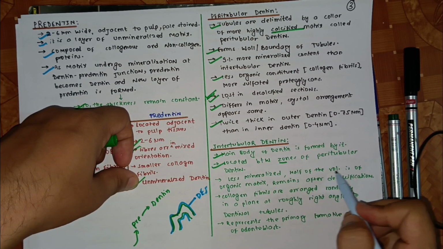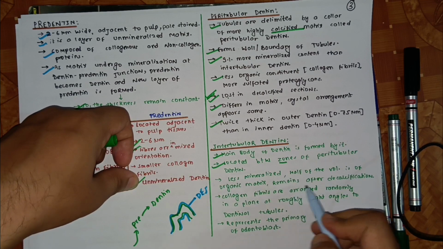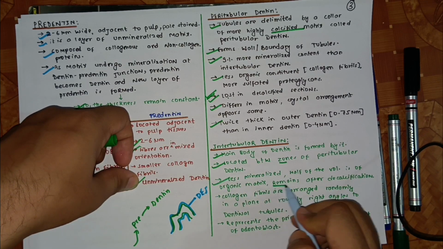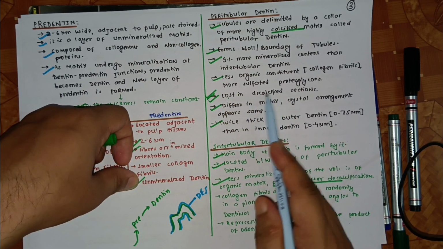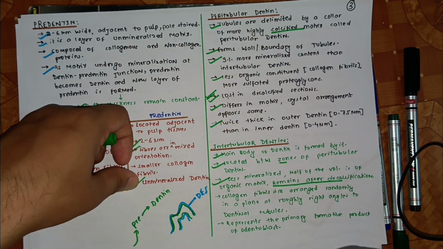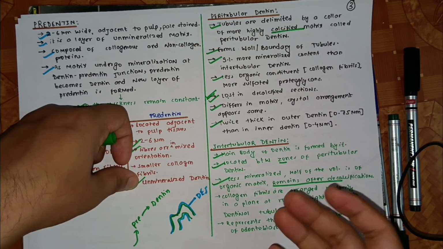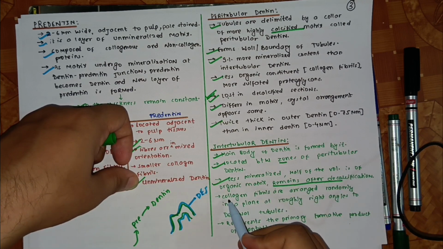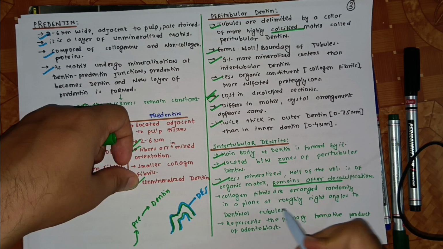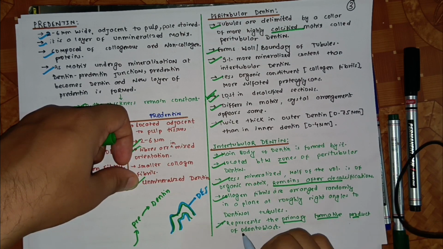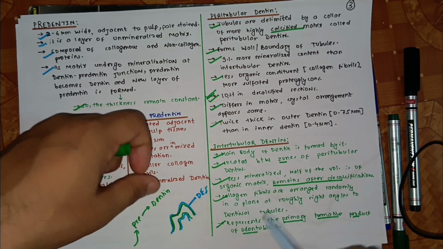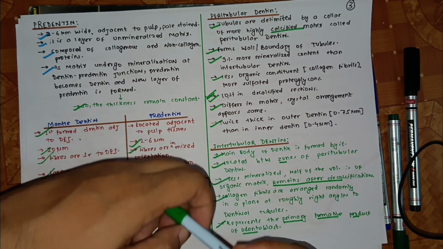It is less mineralized; half of the volume is organic matrix, and it remains after decalcification. As I have written here, it remains after decalcification, but peritubular dentin is lost after decalcification because it contains more inorganic constituent. Collagen fibrils are arranged randomly in a plane at roughly right angles to the dentinal tubule, and it represents the primary formative product of the odontoblast.